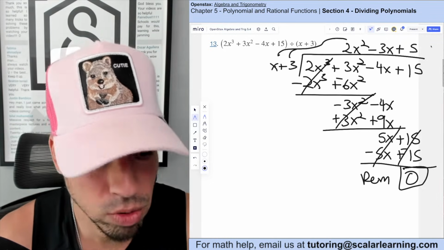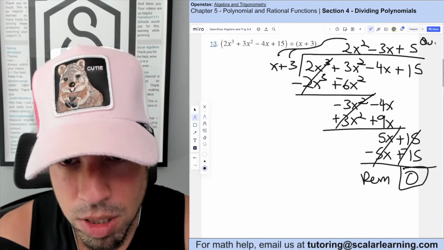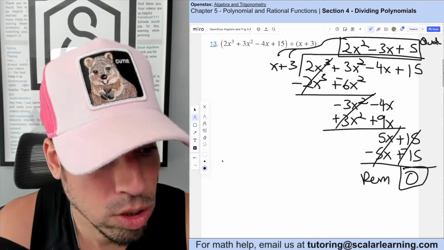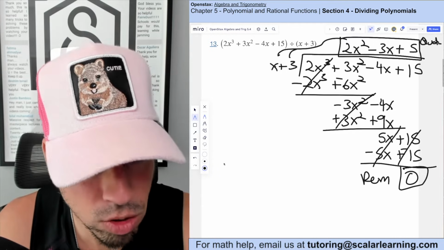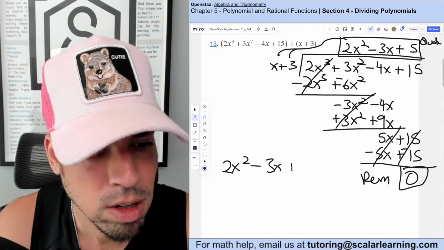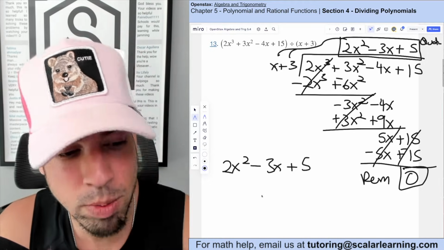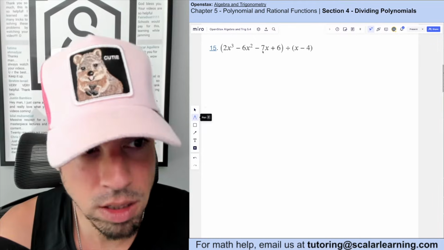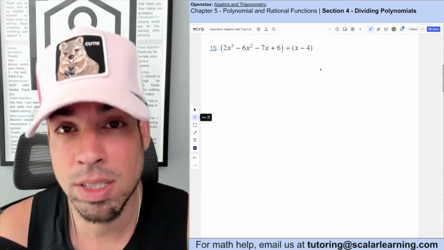And then we also get a quotient up here of 2x squared minus 3x plus 5. So then we give our final resultant polynomial. We get 2x squared minus 3x plus 5 plus the remainder, but the remainder is 0. So this is the answer. Done.